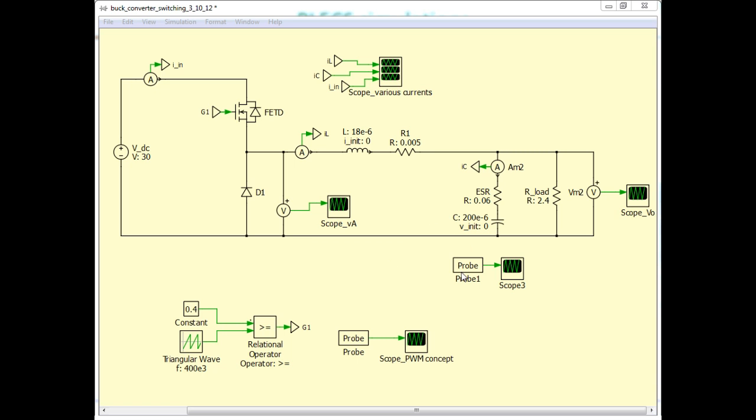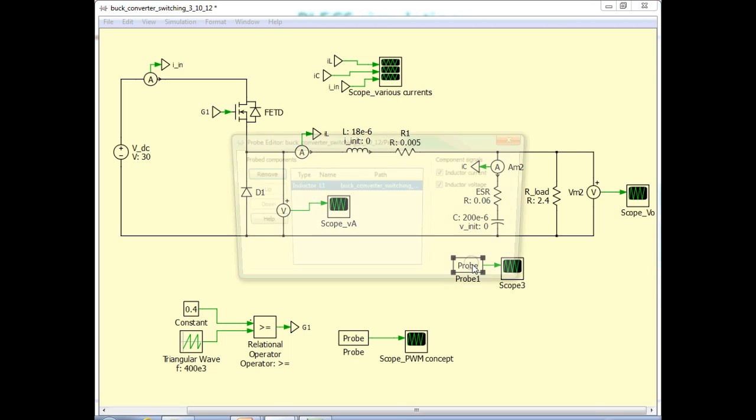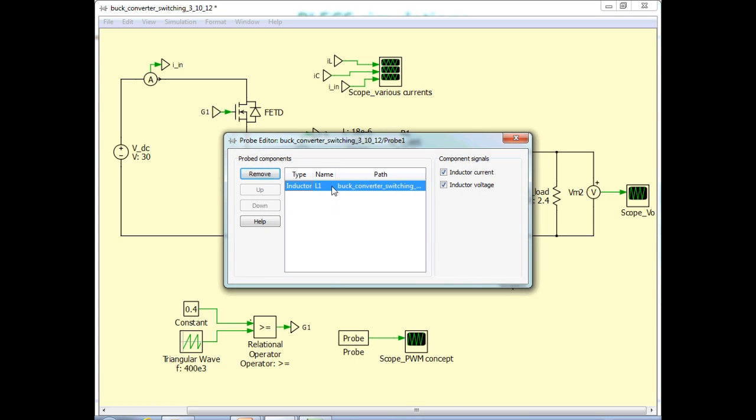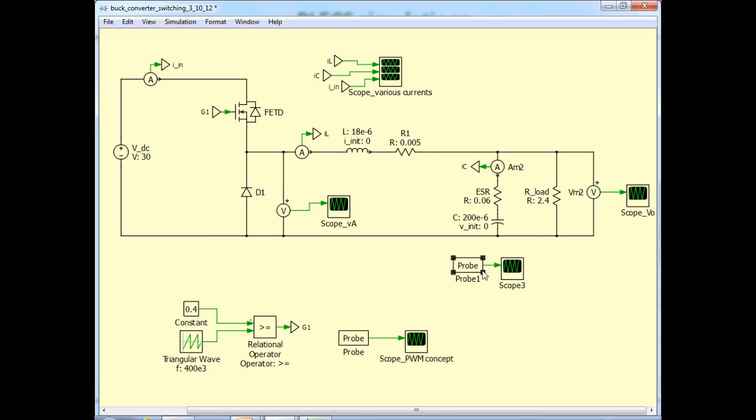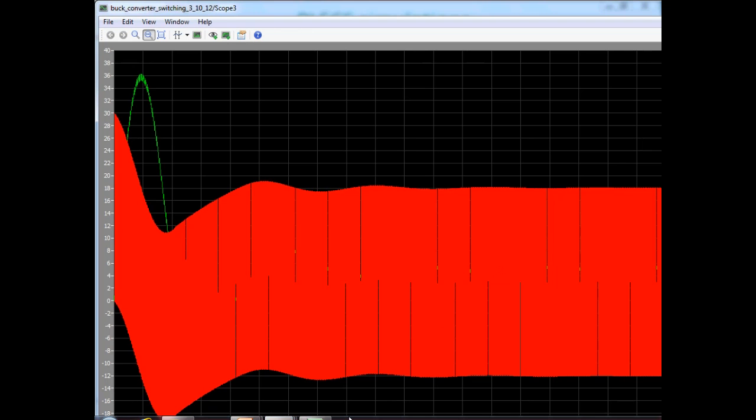Okay, next in this probe, if I click into it, what I have is the inductor, and I'm measuring the inductor current as well as inductor voltage in this probe part. So let's look at these two waveforms.